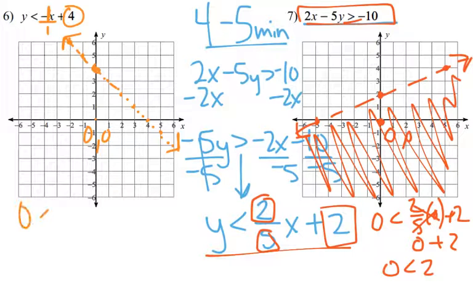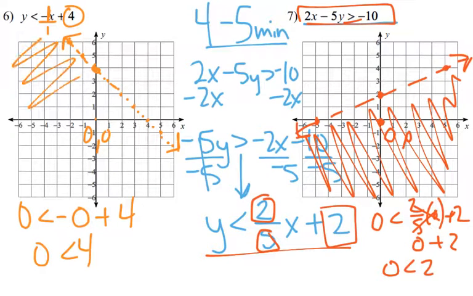Plug it in. 0 for y, 0 for x. Negative 0 plus 4 is 4. Is 0 less than 4? True. So we shade that side.